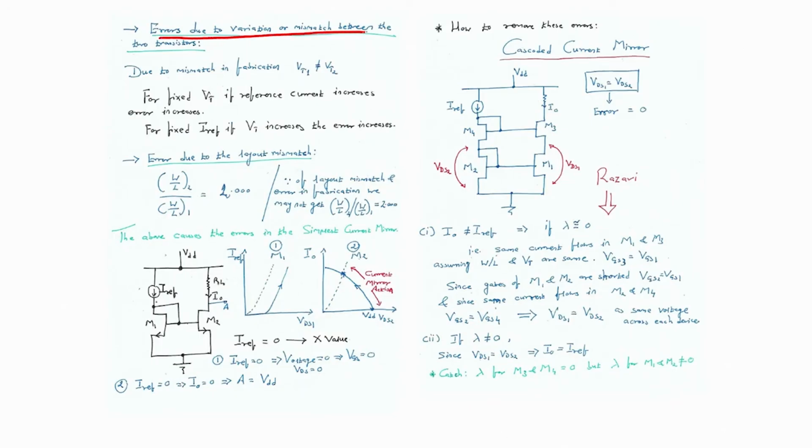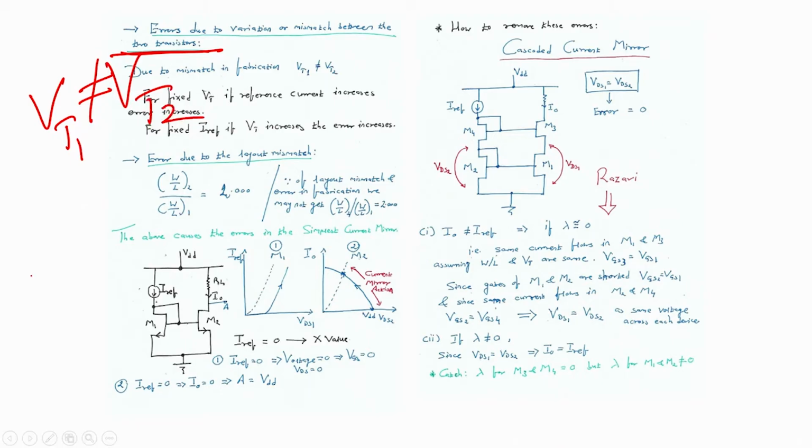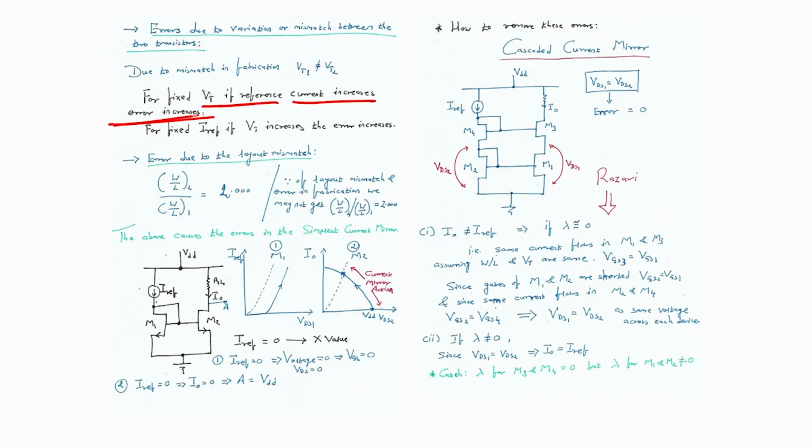Error due to variation or mismatch between two transistors. If there is a mismatch between the two transistors that we have selected for designing the current mirror, the threshold voltage of the first transistor will not be equal to the threshold voltage of the second transistor, VT1 will not be equal to VT2. If the threshold voltages are not equal, there is a mismatch, and that is why for a fixed VT, if the reference current increases, the error increases, or for a fixed reference current, if VT increases, the error increases, correct. That is the second error, error number 2.